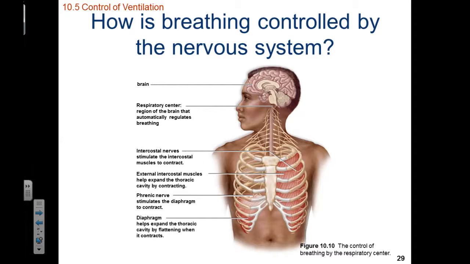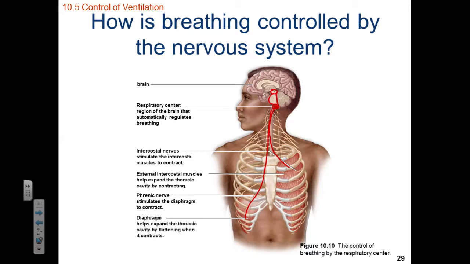So here we can see the brain. And within the brain, we have the midbrain, here's the pons, and then down lower would be the medulla oblongata. And in that medulla oblongata, we have the respiratory control center. And that respiratory control center is going to send information to the diaphragm and the intercostal muscles, particularly the external intercostal muscles. And that respiratory control center can send a signal to the diaphragm and to the external intercostals and say, hey, you need to contract.